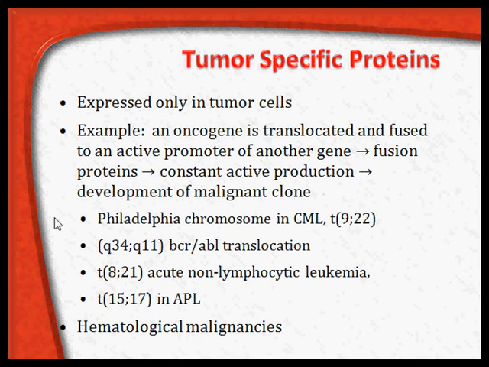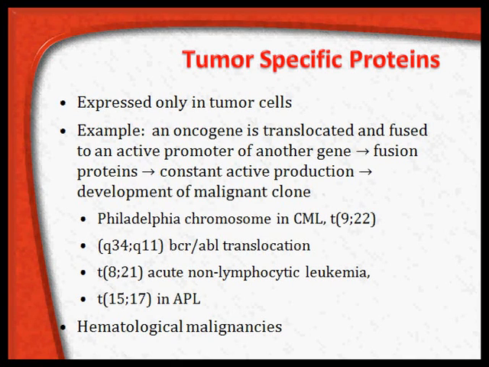Philadelphia chromosome in chronic myeloid leukemia, translocation of the 9th and 22nd chromosome. The Q arm of the 34 and Q arm of the 11 chromosome, BCR-ABL translocation also in chronic myeloid leukemia. T821 in acute non-lymphatic leukemia, T1517 translocation. T stands for translocation. The numbers there are the chromosomes that are translocated in APL, that is acute plasma cell leukemia. Other hematological malignancies also, tumor specific proteins are seen.